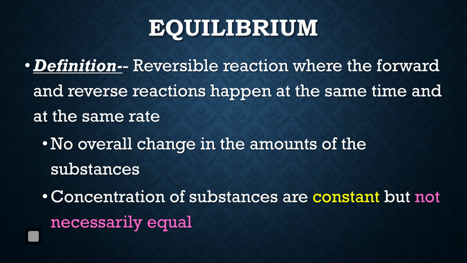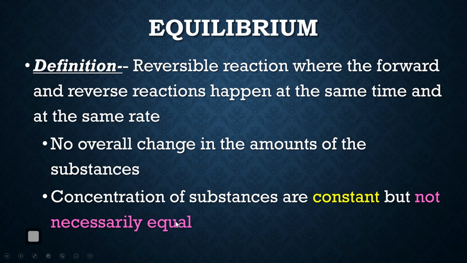Equilibrium is when you have a reversible reaction and it has reached a point where both reactions are occurring at the same time and at the same rate. In other words, whenever you have a reactant becoming a product, at the exact same time you have a product turning back into the reactant. What that means is there will be no overall change in the amounts of the substances, because anything that's going forward, there's some part somewhere else in the reaction that's going backwards. So basically the concentration of the substances become constant.